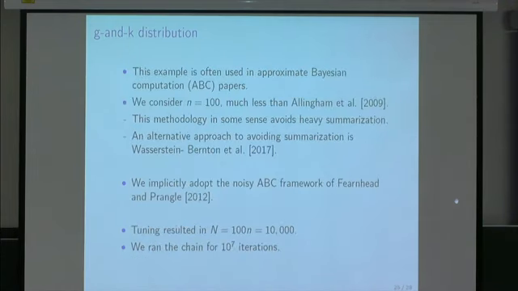Okay. So tuning for this example resulted in n equal to 100 times little n. So again, if we were using the simple estimator, that would be 10,000 times 100. And we ran the chain in this case for 10 million iterations.